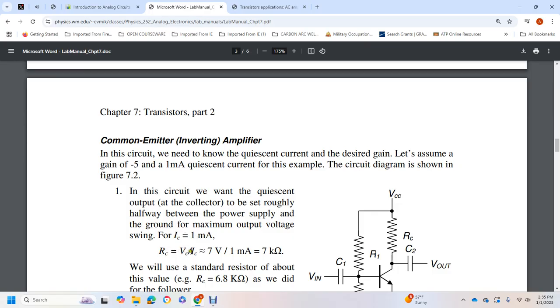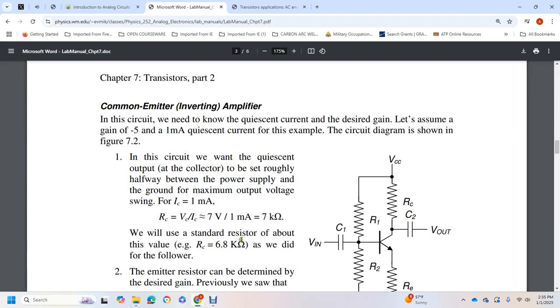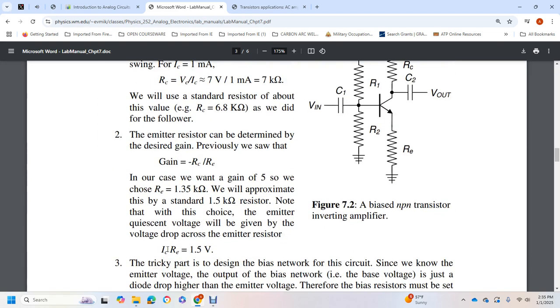Maximum output voltage for a collector current equal to 1 milliampere: the collector resistor equals the collector voltage over the collector current, roughly 7 volts over 1 milliampere, or 7 kilo ohms. We will use the standard resistor value of 6.8 kilo ohms. The emitter resistor is determined by the desired gain. Previously, we saw the gain is the collector resistor over the emitter resistor. In our case, we want a gain of 5, so we choose an emitter resistor of 1.35 kilo ohms, or approximately the standard 1.5 kilo ohm resistor.